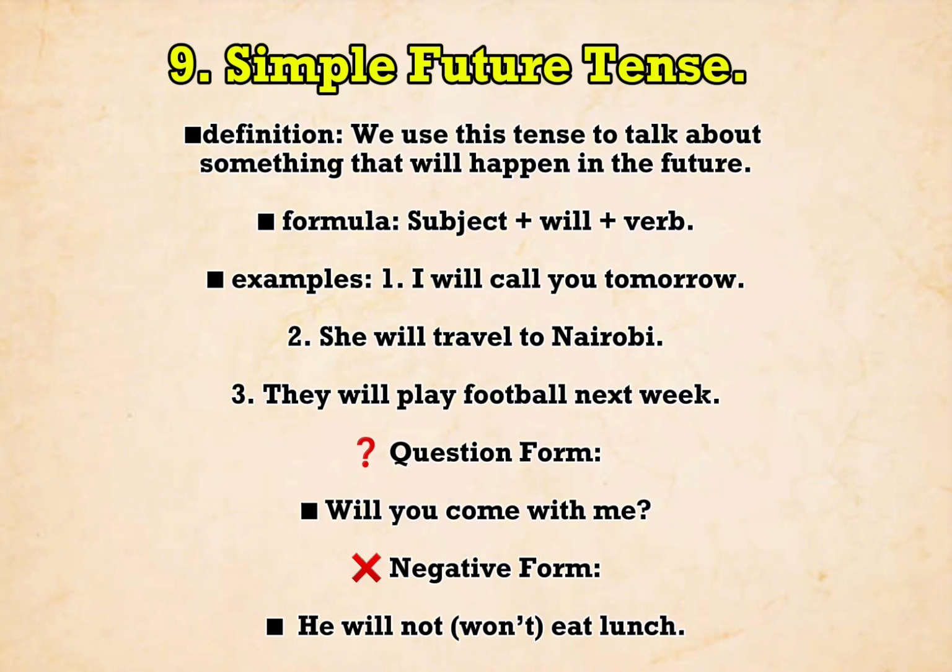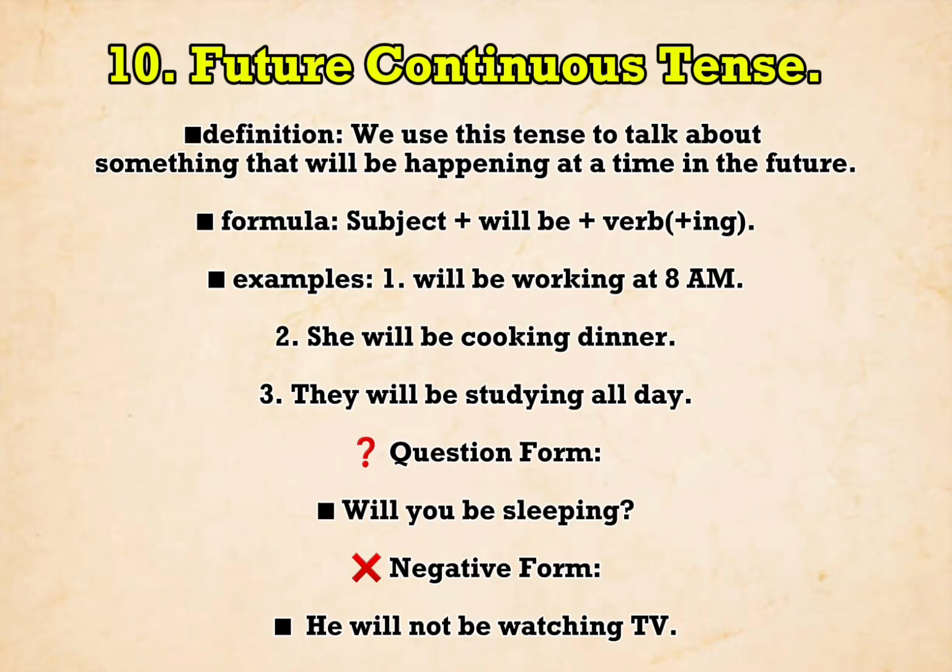Question form: Will you come with me? Negative form: He will not, won't, eat lunch. 10. Future continuous tense. Definition. We use this tense to talk about something that will be happening at a time in the future. Formula: subject + will be + verb-ing.